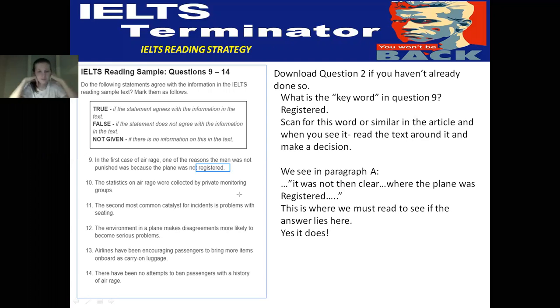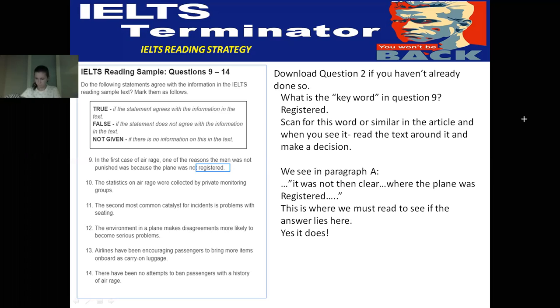Registered. Because it's suggesting here the man was not punished because the plane was not registered. So what we're going to have to look for in the article is something about the registration of the airplane. If it doesn't say anything about it being registered, well, then this is a not given. If it talks about it being registered, then we have to look closely at maybe some details about its registration.